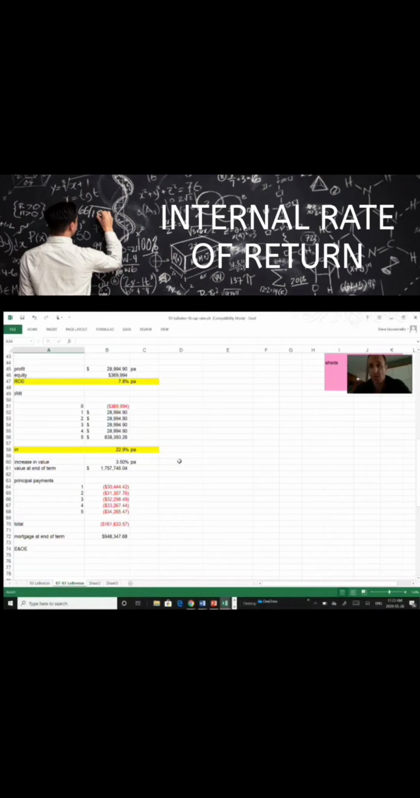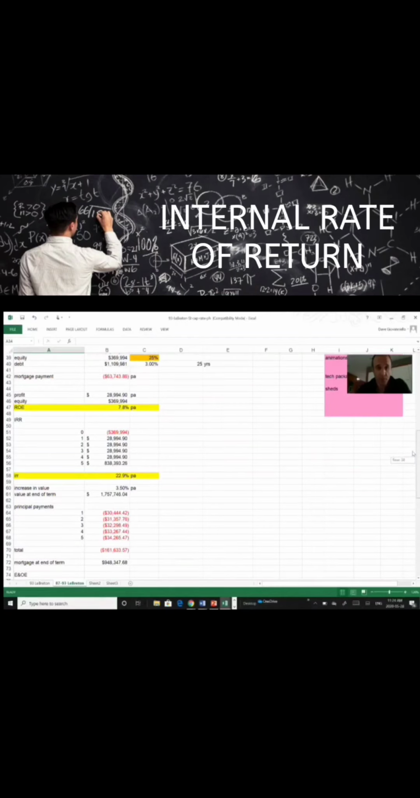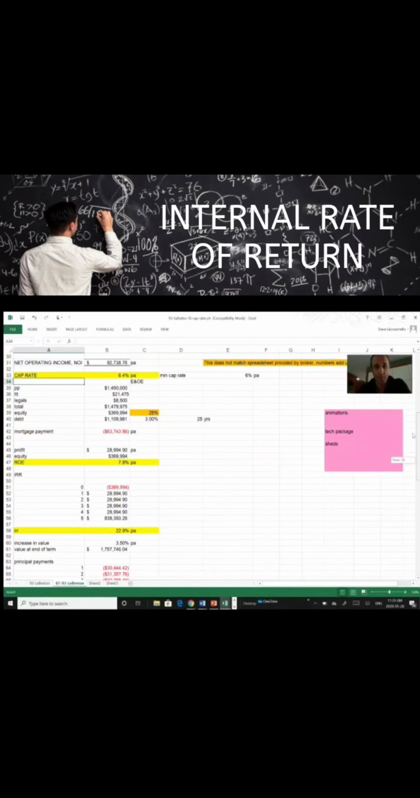And that's why real estate is so powerful. Because it's leverage, you have to be able to calculate appreciation, mortgage pay down, as well as cash flow. So my return on equity, 7.8%, my cap rate, 6.4%, but my internal rate of return, 22.9%. And this is very conservative numbers, 3.5% per year appreciation.